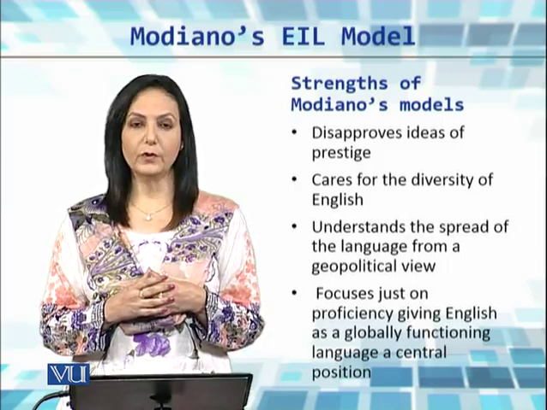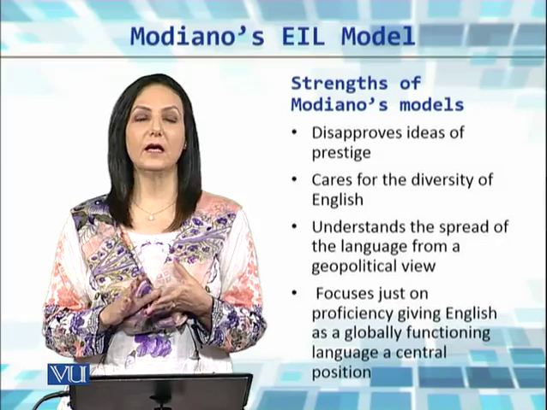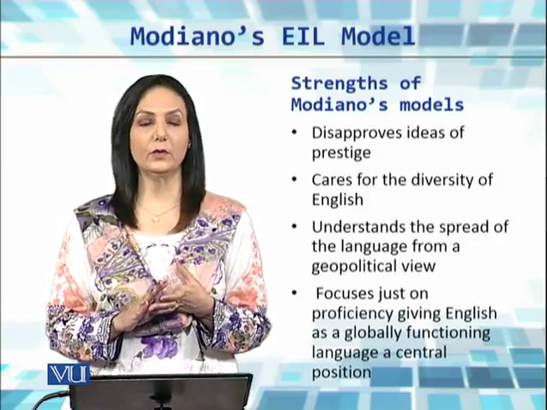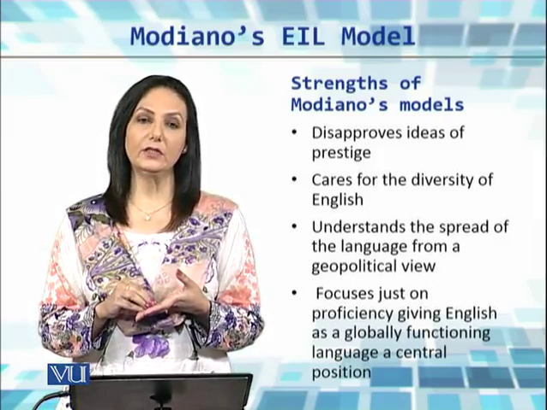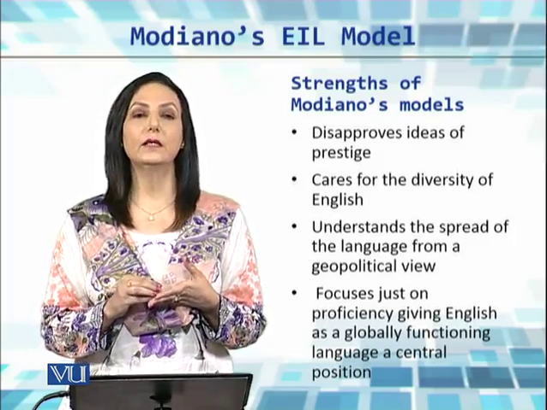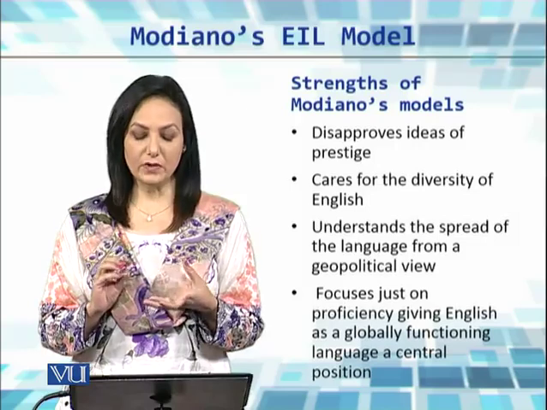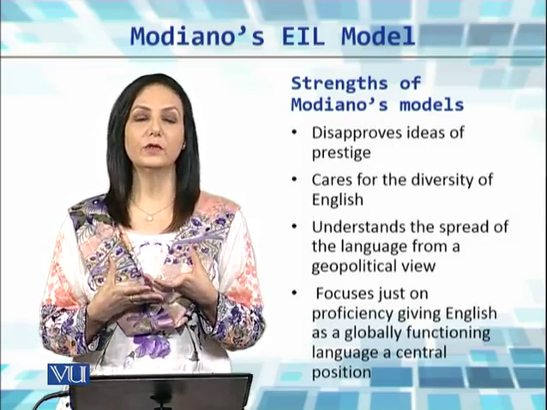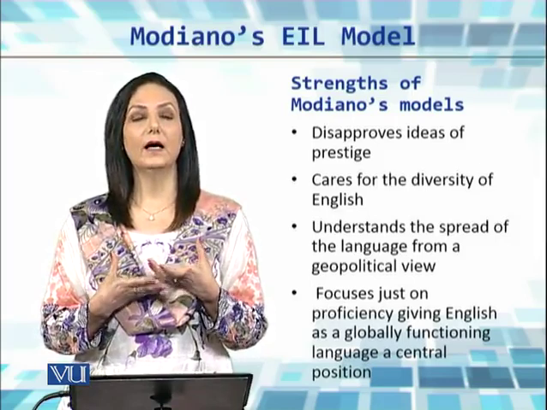This model also focuses on proficiency. It gives importance to the use of English as a globally functioning language. It does not give central position to other factors, for example, the origin, whether the English that a person is using originates from the native English speaking countries, or the race of the people who use that language. So this model has central to its structure the globally functioning character of English, or the use of English as a language which is performing a global function for a large number of countries.